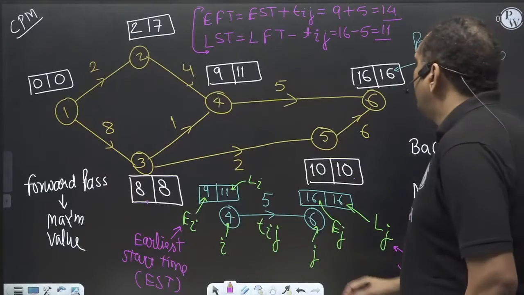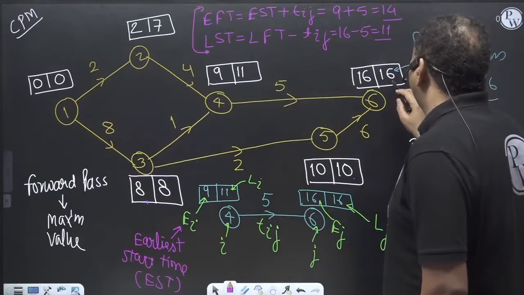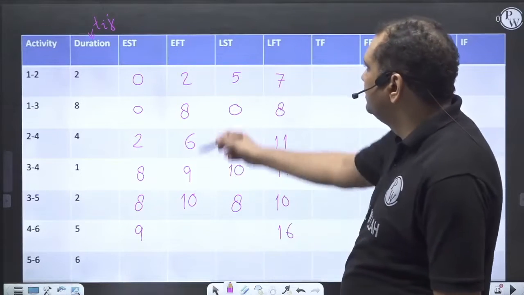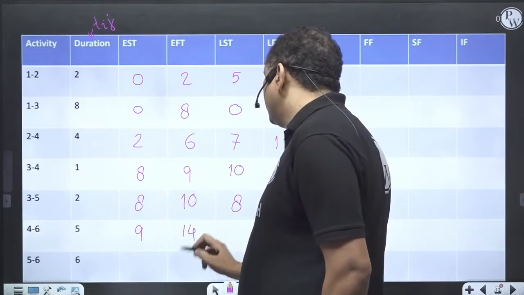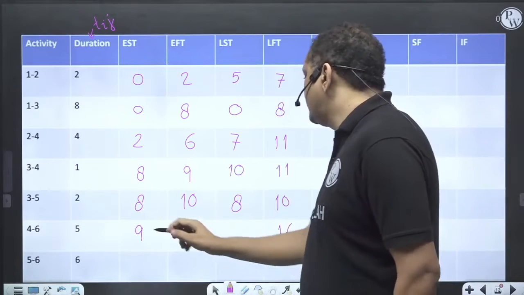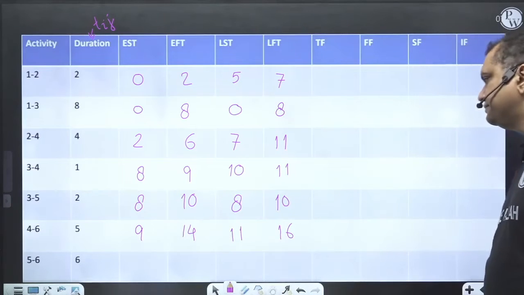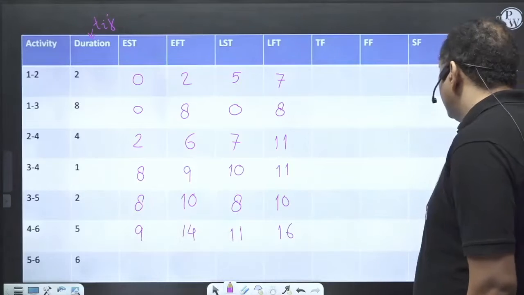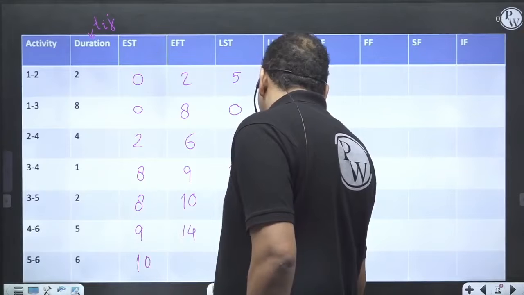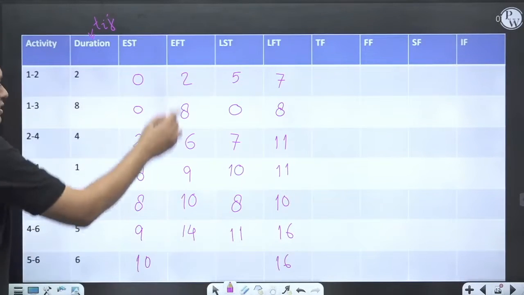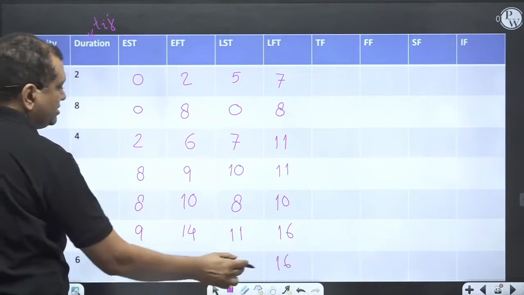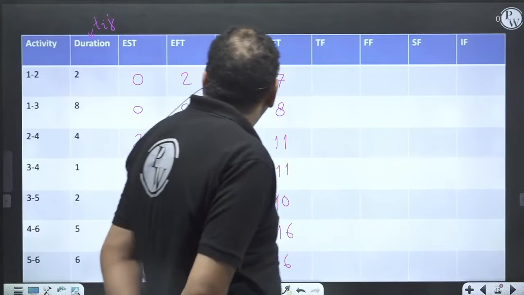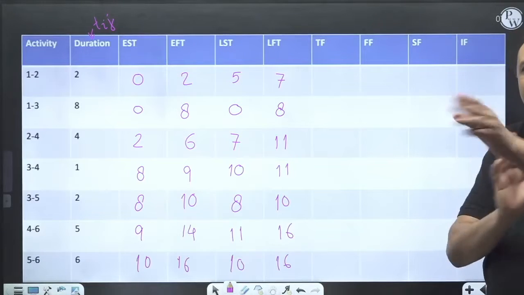4 to 6. EST is 9. LFT is 16. EFT is 9 plus 5, 14. And LST, 16 minus 5 is 11. Last activity is 5 to 6, 10 and 16. So EFT is 10 plus 6 is 16. LST is 16 minus 6, 10. So we have calculated the EST, EFT, LST, LFT for each and every activity.